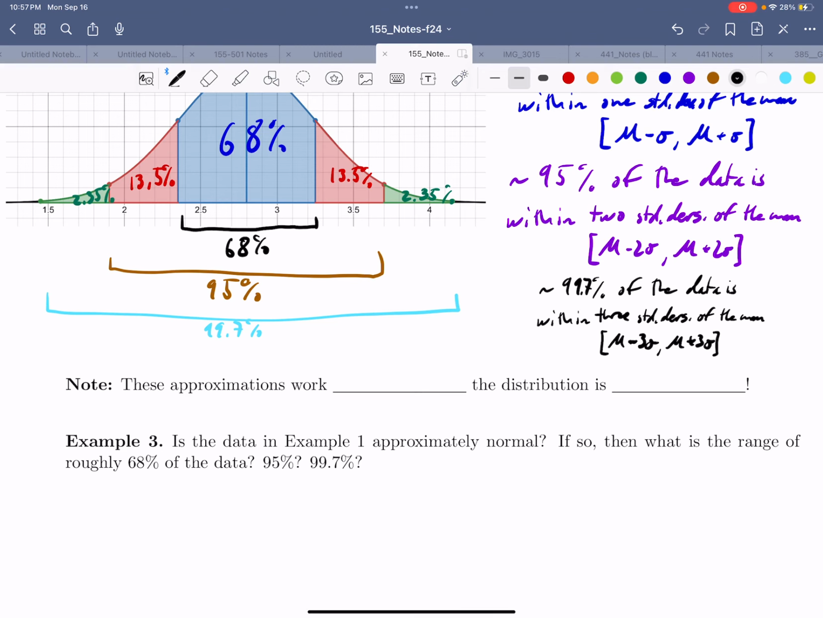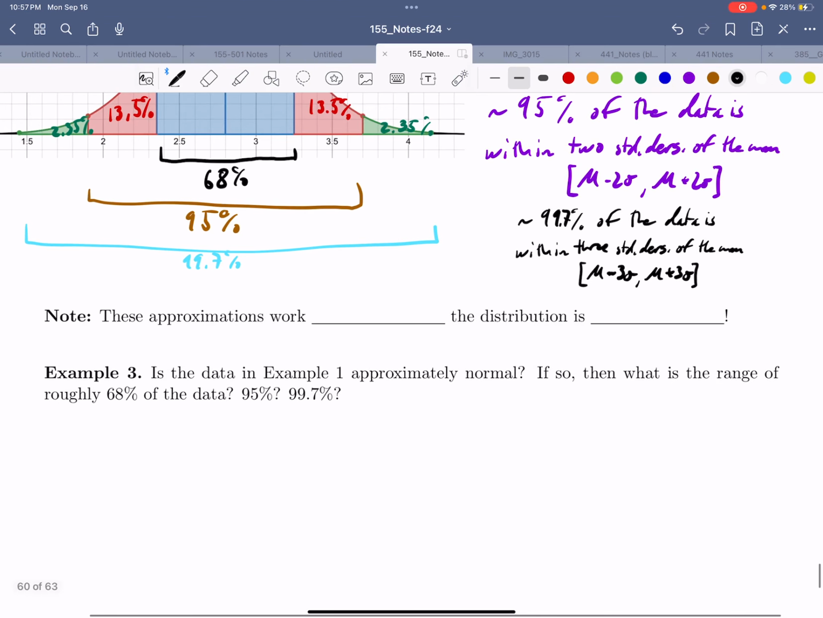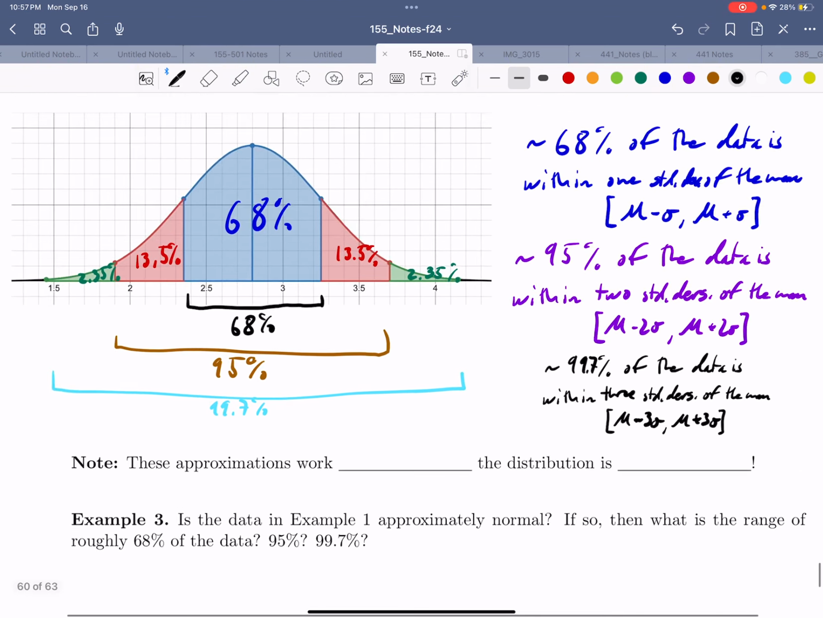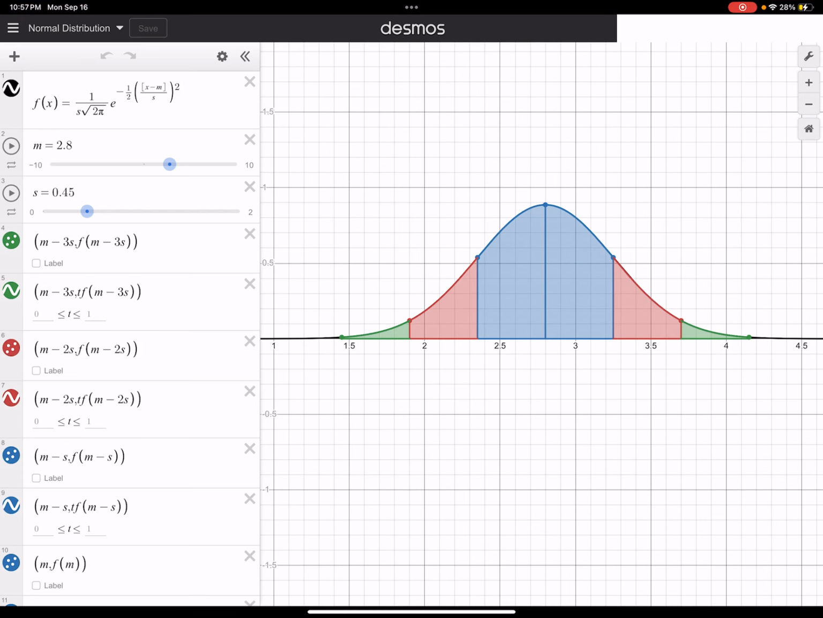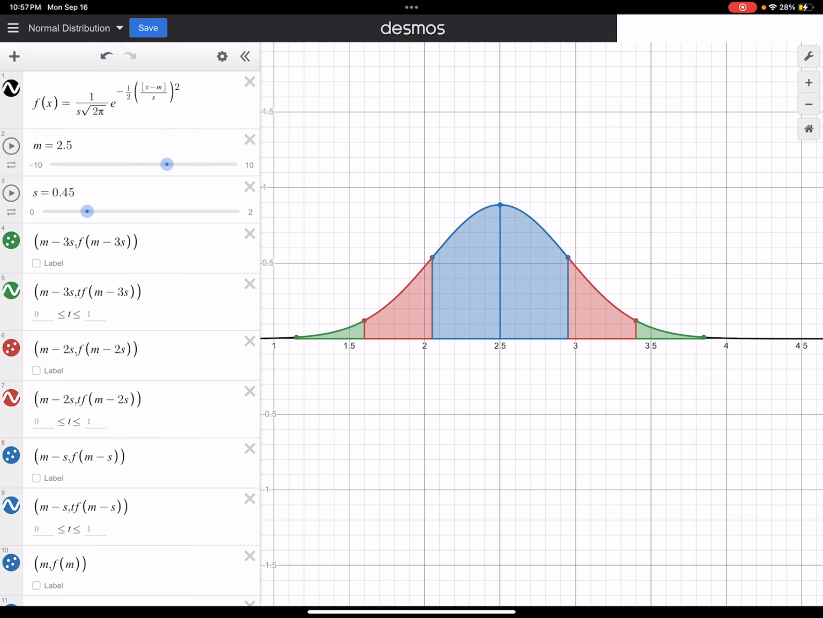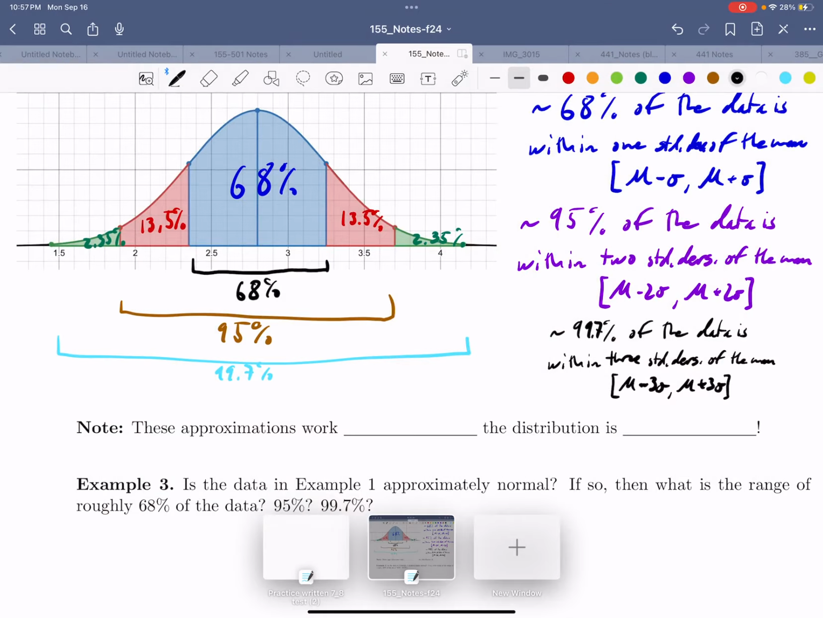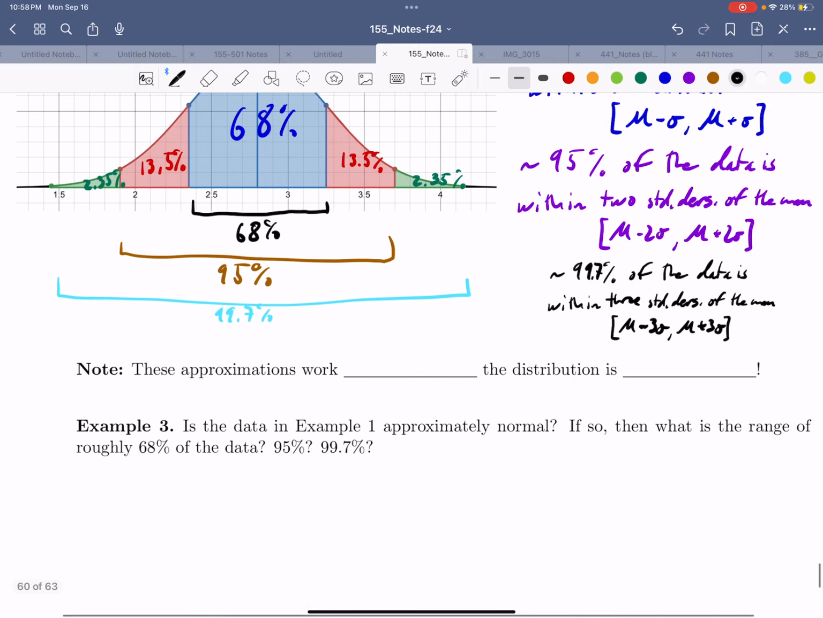Okay. Now the nice thing is that this works regardless of what the mean and standard deviation are, right? Even if we shift the graph around, it's still the same. Even if we increase or decrease the standard deviation, the proportions still hold. This is a really powerful observation here, and definitely something we should know. It's called the empirical rule.